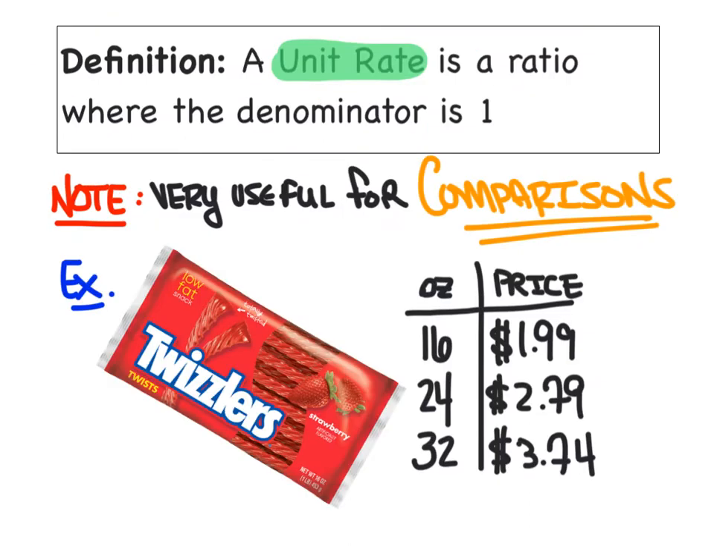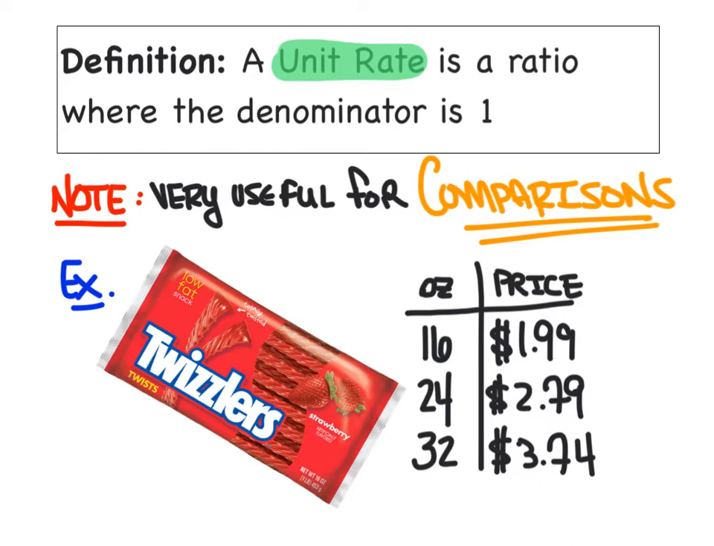So sticking with ratios, there's a second definition that's very important to us, and that's a unit rate. And the definition of a unit rate is that it's a ratio where the denominator is 1. Now these are very useful to us when we're comparing two different quantities. And so here's an example that I came up with.